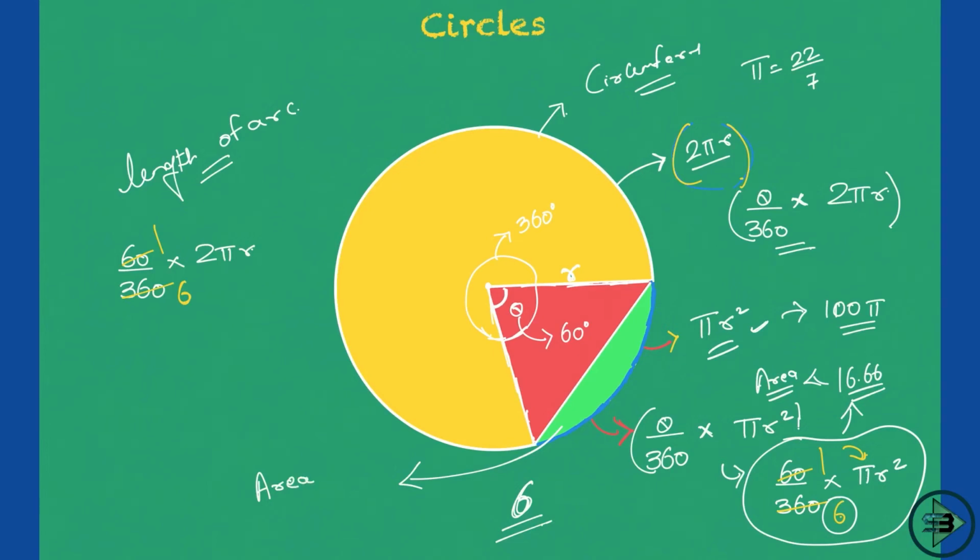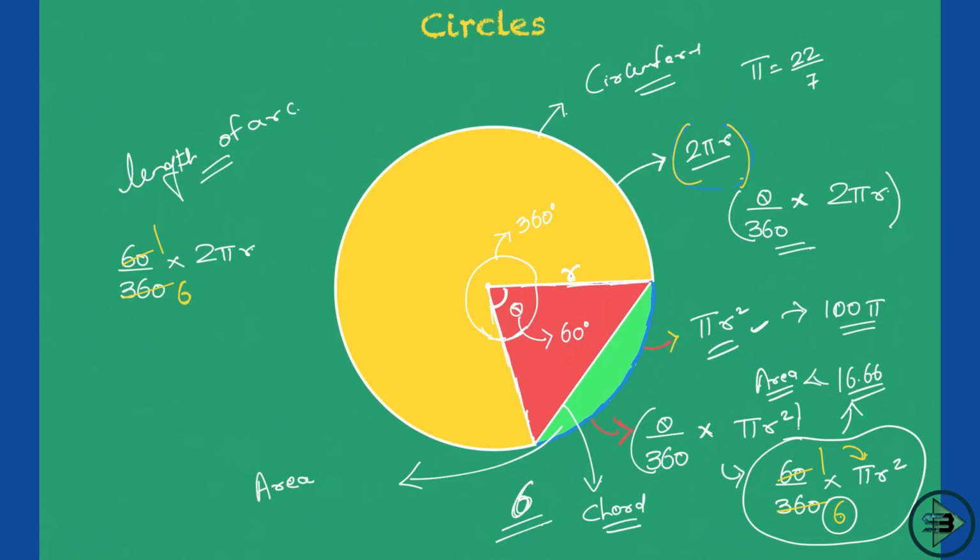Which means first we found out the entire area, then we found out the area of a sector. Now inside a sector we are making a segment by drawing a chord. If you know geometry, we call this a chord of a circle. So I draw a chord and I make a segment here. And now the question is, what is the area of this green region? Okay, so that is quite simple.